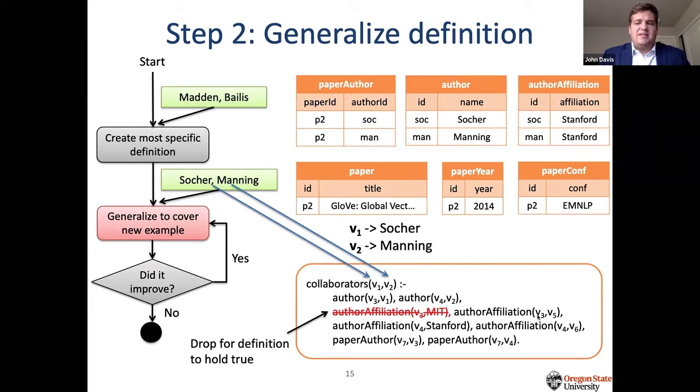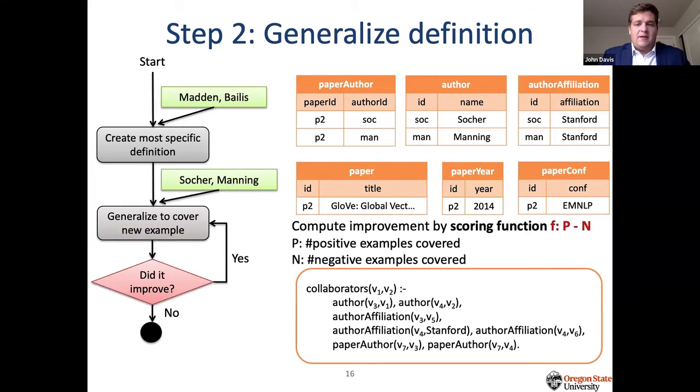Since we need to generalize the definition to cover more examples, the definition needs to hold true for the new example. This means we must drop the MIT affiliation here, since both Socher and Manning attended Stanford and are affiliated with Stanford and not MIT. Once we drop the literal, the definition now covers the new example.